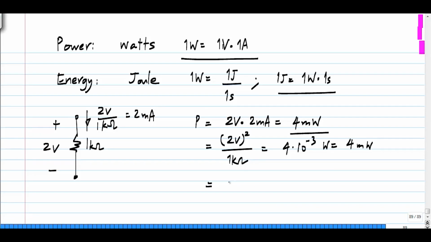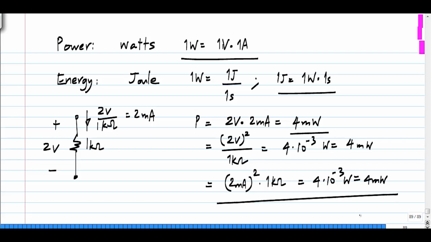Obviously, we will get the same answer if you use I square R, which is the square of the current times the resistor. You have milliamp squared here, so this is 10 to the minus 6, this is 10 to the 3. So, we have again 4 times 10 to the minus 3 watts, which is 4 milliwatts. Obviously, all these should give the same answer because all those formulas are formulas for the same thing, the power dissipated in the resistor.